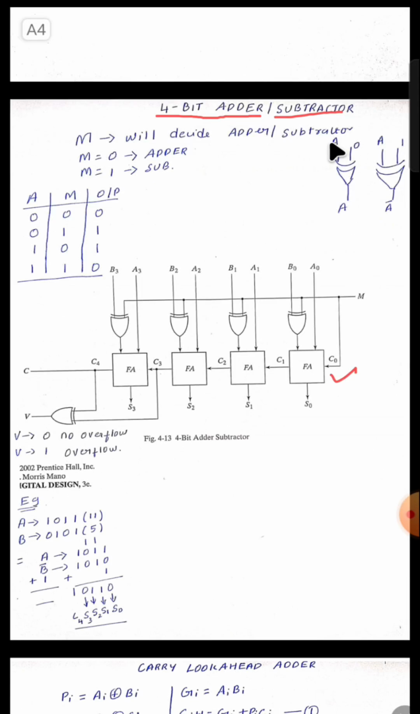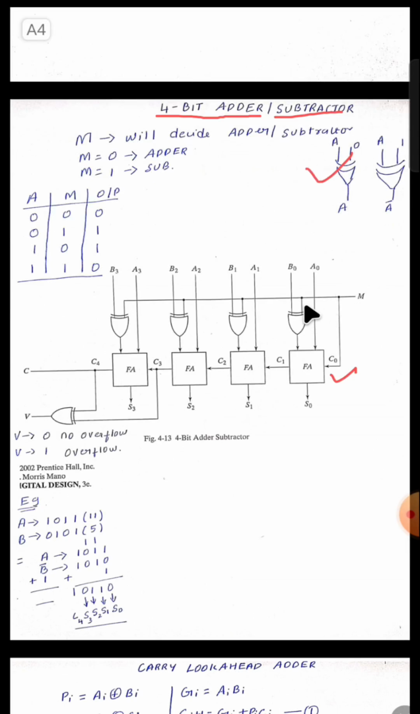If M is 0, what is going to be your output? Obviously, as per the XOR truth table, if one input is 0, you will get the same output. See here, when my M is 0, whatever is A, that is your output. Similarly, when M is equal to 0 and A is 1, 1 is the output. With this concept, look at this diagram, you will understand it clearly.